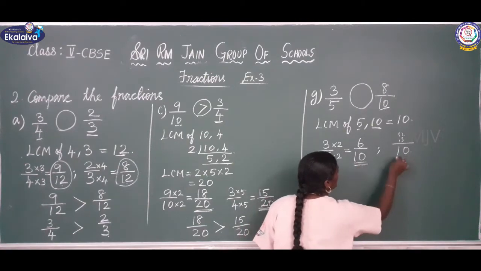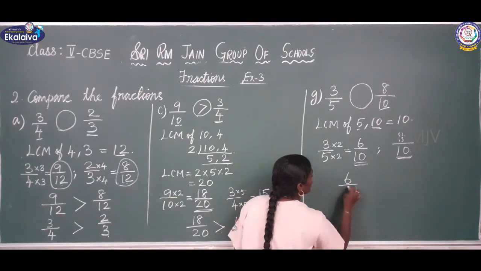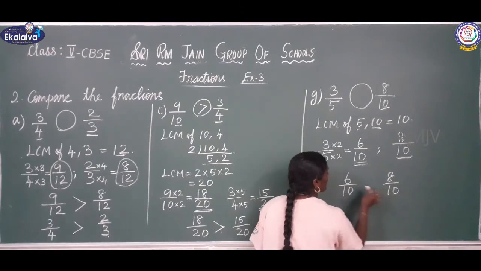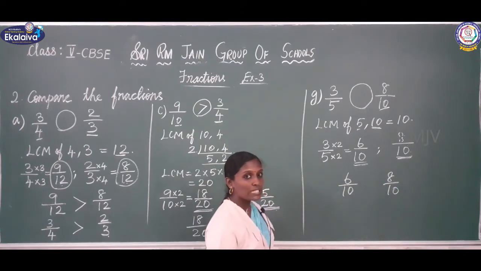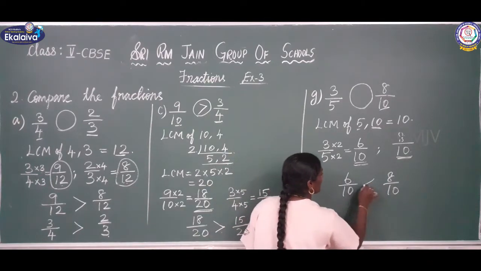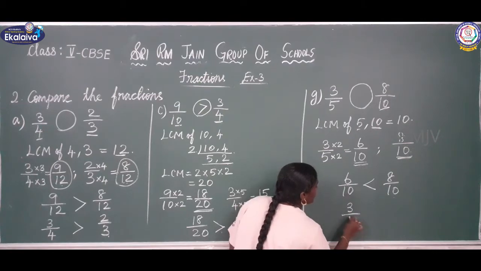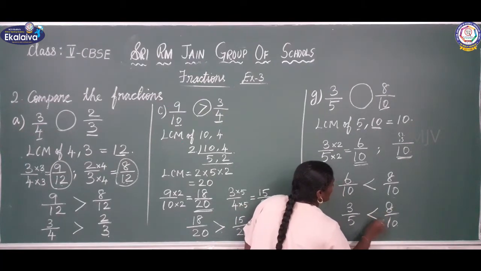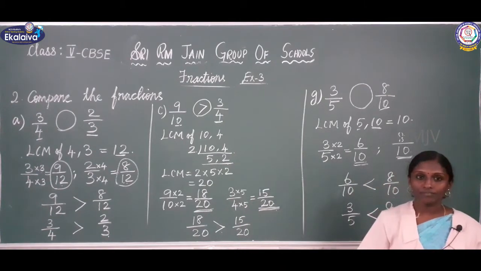Now these two fractions are like fractions. We have to compare the numerators. 6 by 10 and 8 by 10. Here the numerator is 6. Here the numerator is 8. Which is greater? 8 is greater. So 8 by 10 is the greater fraction. So between 3 by 5 and 8 by 10, 8 by 10 is the greater fraction. Is it clear, children?